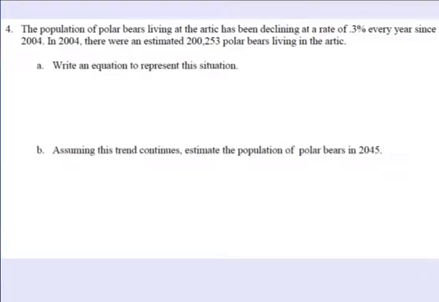It says that the population of polar bears living at the Arctic has been declining at a rate of 0.3% per year. Again, that means you need to convert it into a decimal. So your rate is going to end up being 0.003. Every year since 2004. In 2004, okay, so that's going to represent our starting point. It was estimated that 200,253 polar bears were living in the Arctic.